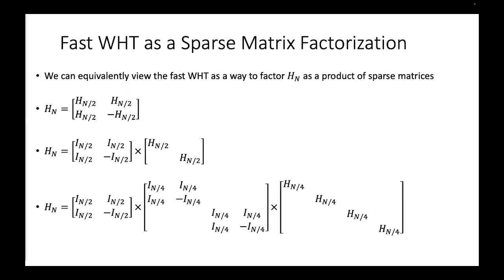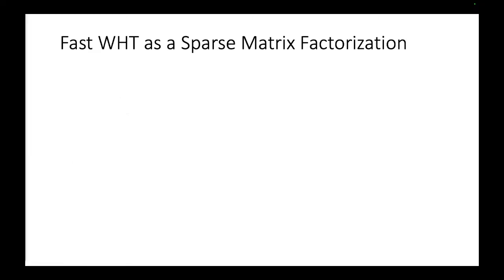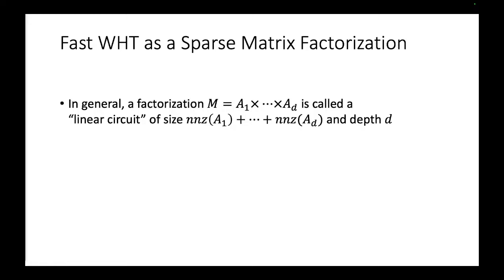And then you could do it again. We can, again, write the H_{n/2}s with these blocks of identities and H_{n/4}s, and so on. And when you keep doing this, you'll eventually get a product of log n different matrices where each one just has blocks of identities. So each one has only 2 non-zero entries in each row and each column. So it's a product of very, very sparse matrices. A factorization like this, I'm going to call a linear circuit. Really, in the literature, it's a synchronous linear circuit.